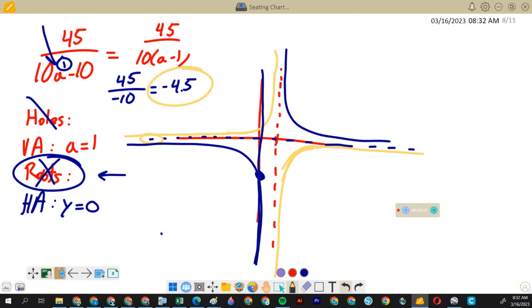Did we care what the number was? Did we need to know that it was exactly negative 4.5? No. All I really needed to know is, was this going to be a positive number or a negative number? That would have been enough. Right? Is it above the x-axis or below the x-axis? Okay, let's do another one.